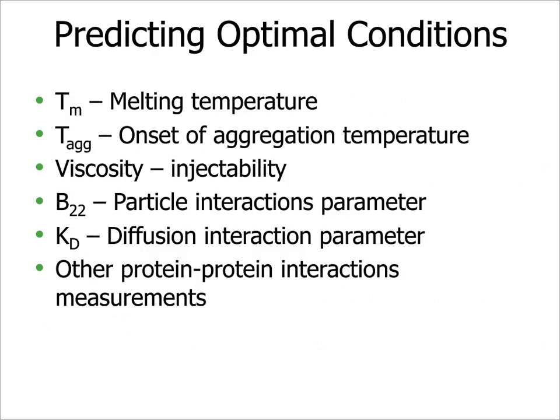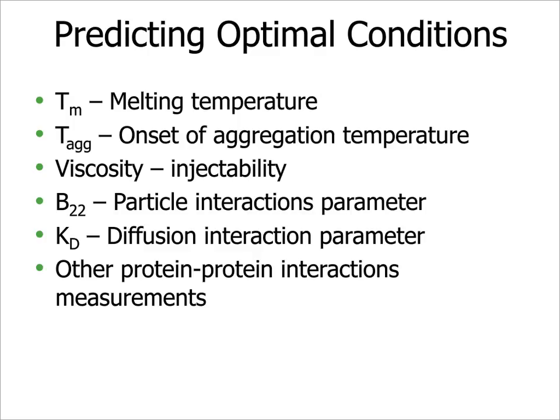So, how might we go about predicting the optimal conditions of stability? There are multiple ways that this has been done in the past. Melting temperature is one which is familiar to a lot of you, and we've all done these kind of experiments. Aggregation onset temperatures can help us to characterize aggregation propensities. We can optimize against viscosity and injectabilities of proteins, if we can determine that viscosity. And also, if we can look at various other measures of protein-protein interactions, whether that be through a B22 parameter, which is a second virial coefficient, diffusion interaction parameter, or various others.